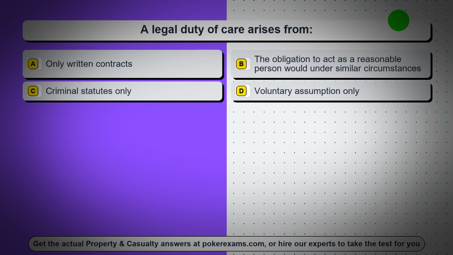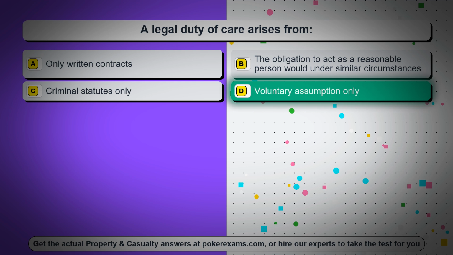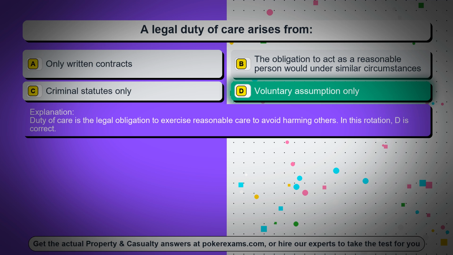Question 94. A legal duty of care arises from, option A, only written contracts, option B, the obligation to act as a reasonable person would under similar circumstances, option C, criminal statutes only, option D, voluntary assumption only. The correct answer is option D, voluntary assumption only. Duty of care is the legal obligation to exercise reasonable care to avoid harming others. In this rotation, D is correct.